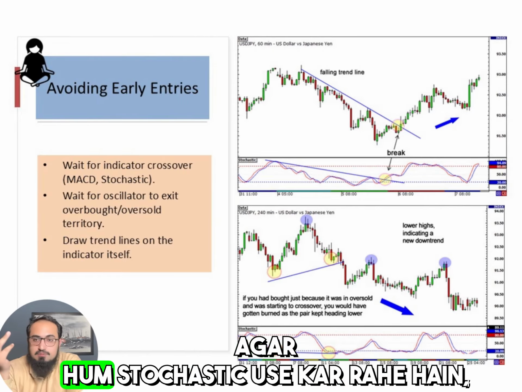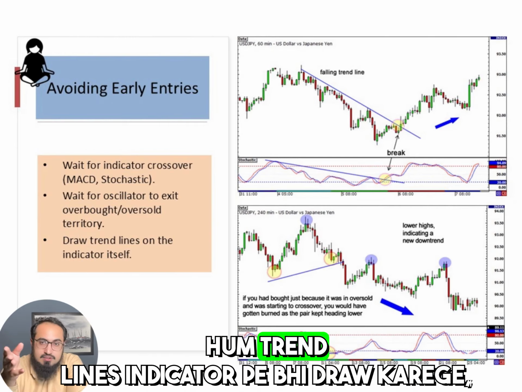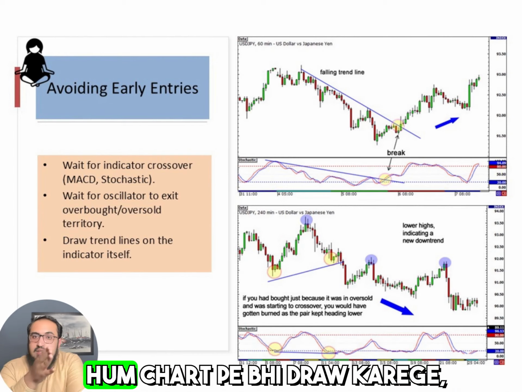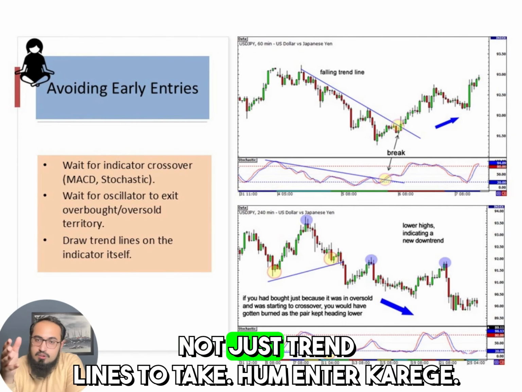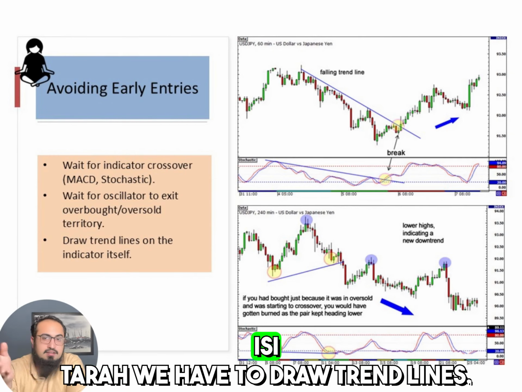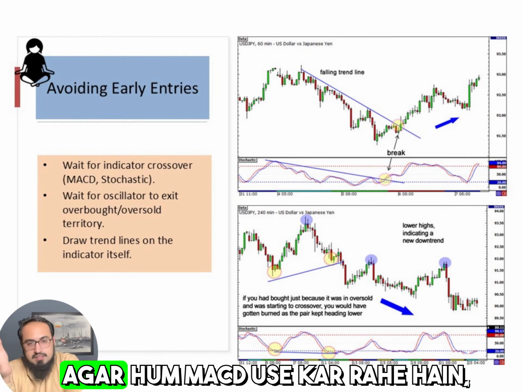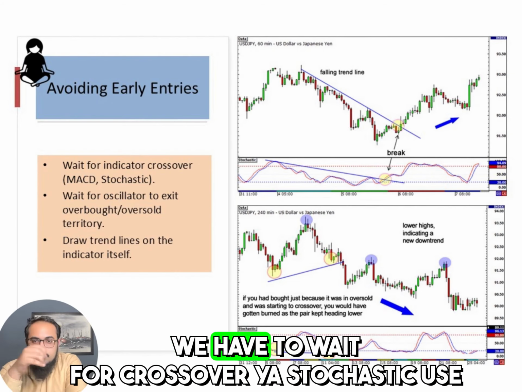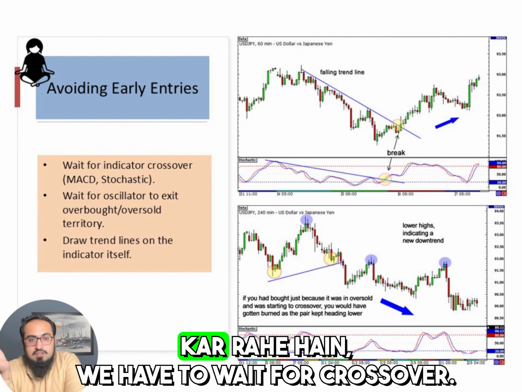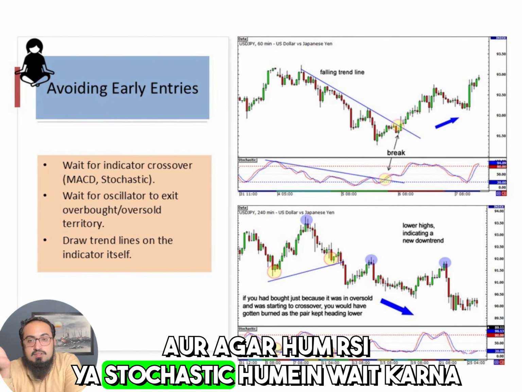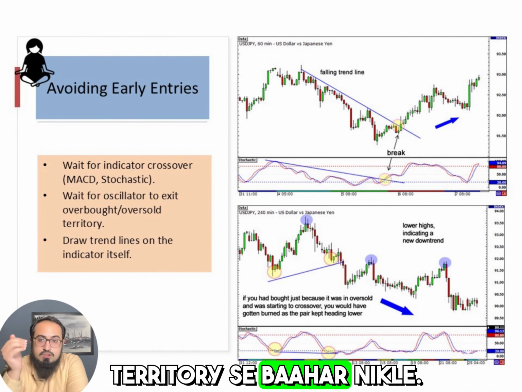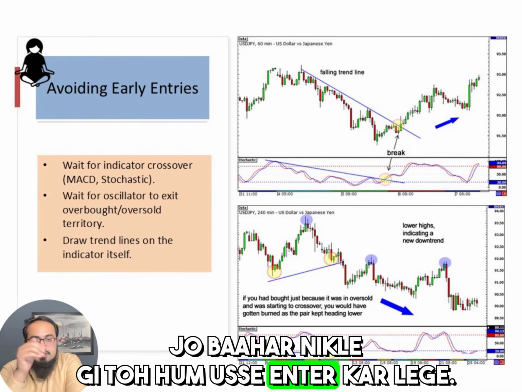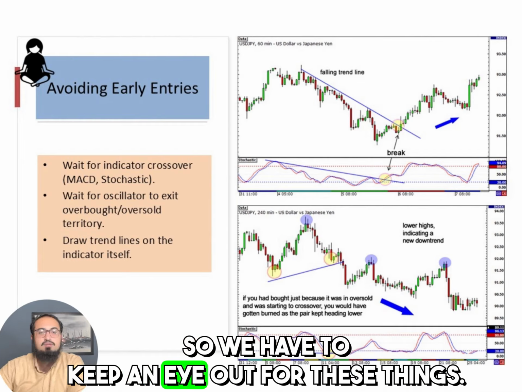For example, if you are using stochastic, we will also draw the trend line on the indicator. We will also draw on the chart, and wait for the trend line to break, not just when the price trend line breaks. Similarly, we have to draw the trend line. If we are using MACD, we have to wait for a crossover, or if we are using stochastic, we have to wait for a crossover. And if we are using RSI or stochastic, we will have to wait for the price to move out of the oversold or overbought territory. When it moves out, we will enter. So we have to keep an eye out for these things.